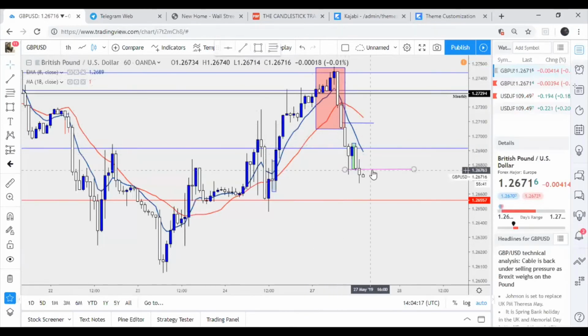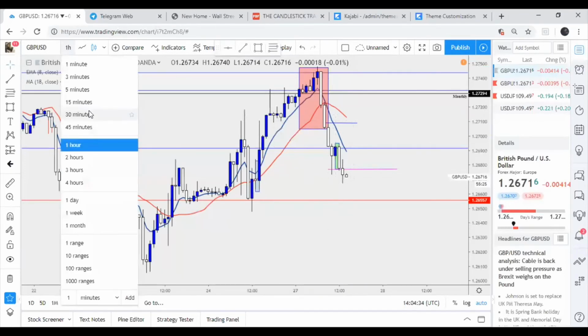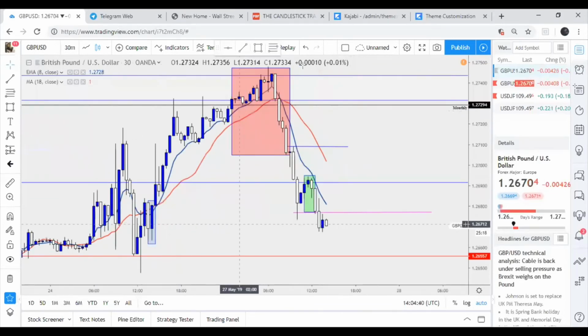So me trying to find an entry, when it comes to taking an entry, I have my confirmations that sellers are in control, sellers are in the market. I have my red over blue EMA over my regular moving average, and that's telling me I have overall seller momentum in the market. Dropping down to my 30-minute time frame just to see where a possible entry point is.